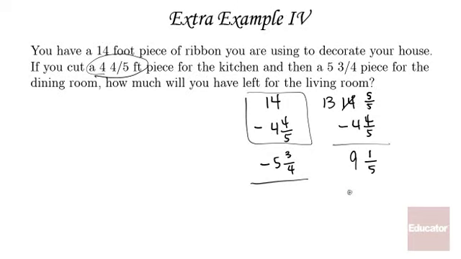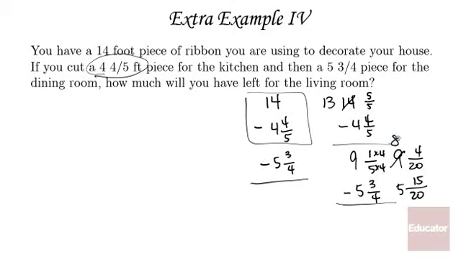Now let's cut out the piece for the dining room, minus 5 3/4. The denominators can both be 20 here. So 5 times 4 will give me 20, and 1 times 4 will give me 4. On top I have 9, and 5, and 4 times 5 will give me 20, and 3 times 5 will give me 15. Well, the 4 is not big enough to take away the 15, so let's borrow. 8 left over, 8 whole, and then 20 new pieces plus the 4 from before now gives me 24. 24 minus 15 is 9 over 20, and 8 minus 5 is 3. So we have 3 9/20 feet of ribbon left over for the living room.